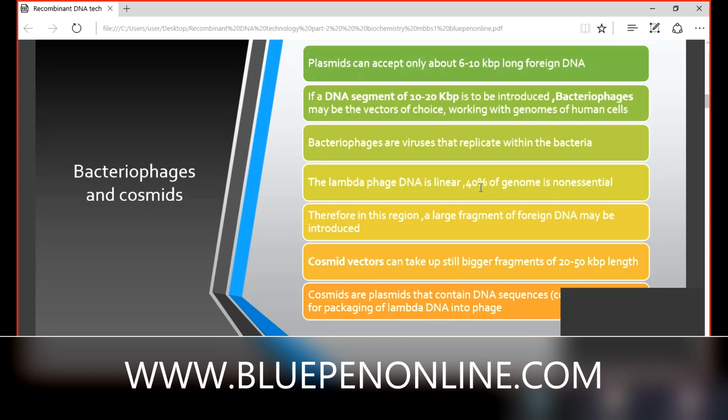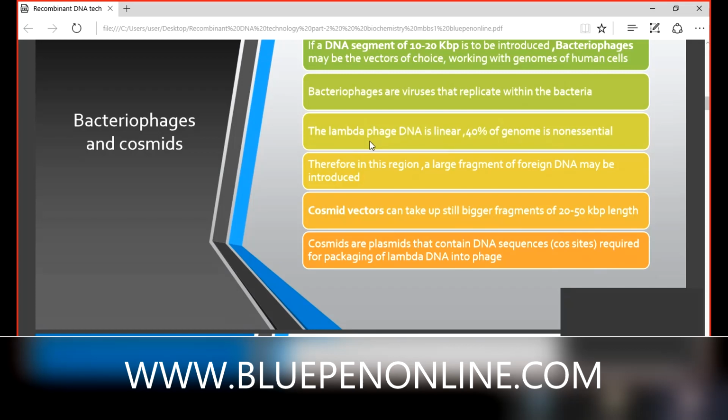Next is the cosmid vector. What is the difference between plasmid, bacteriophage and cosmid? Cosmid vectors can take up still bigger fragments. Up to 20 kilobase pairs we can use bacteriophages; more than 20 kilobase pairs, we can use cosmid vectors, 20 to 50 kilobase pairs in length. Cosmids are plasmids that contain DNA sequences required for packaging of lambda DNA into phage.